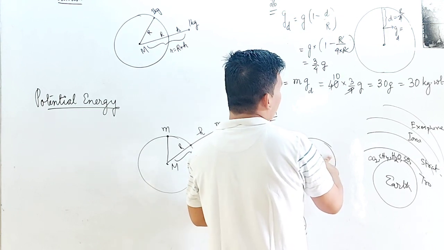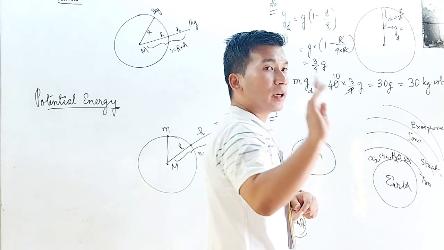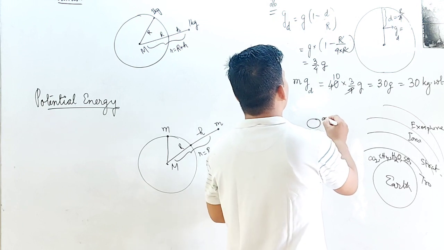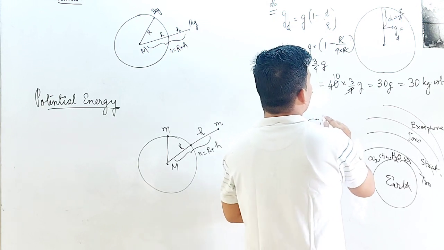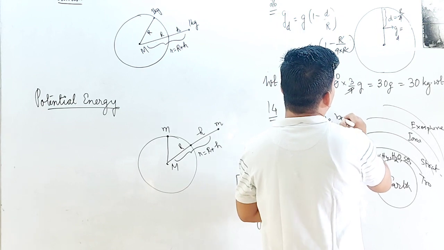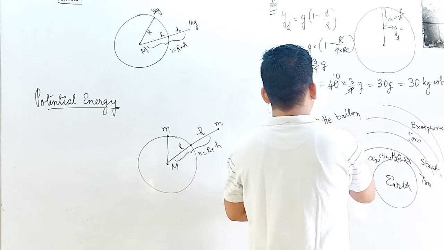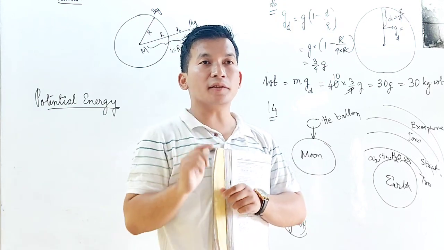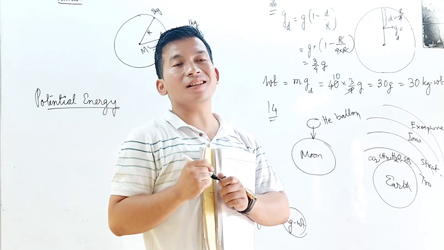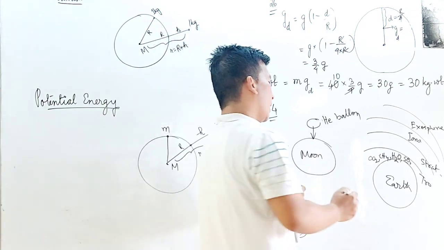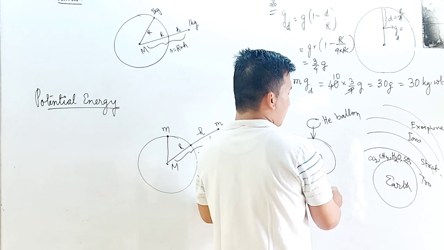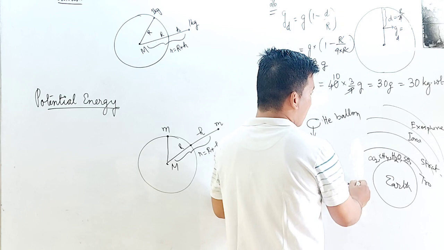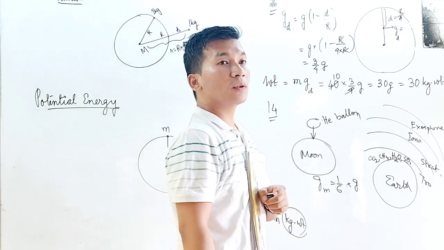There is no atmosphere on the moon. This hot air balloon, not even a helium balloon, will fall under gravity. What would be the correct answer? The acceleration due to gravity on the moon is 1/6 times the acceleration due to gravity on the earth.